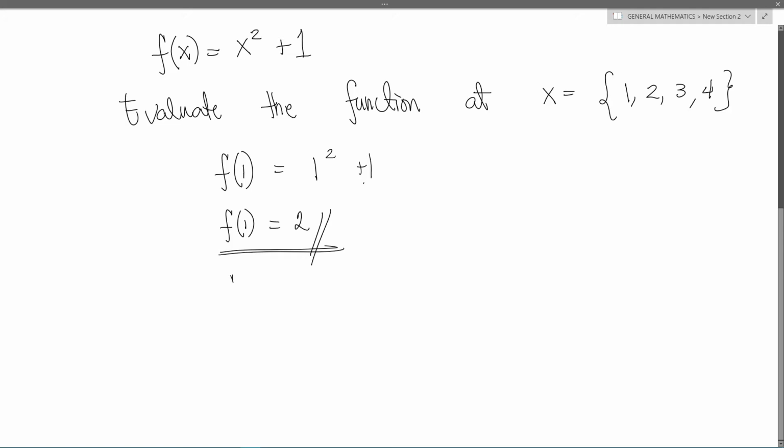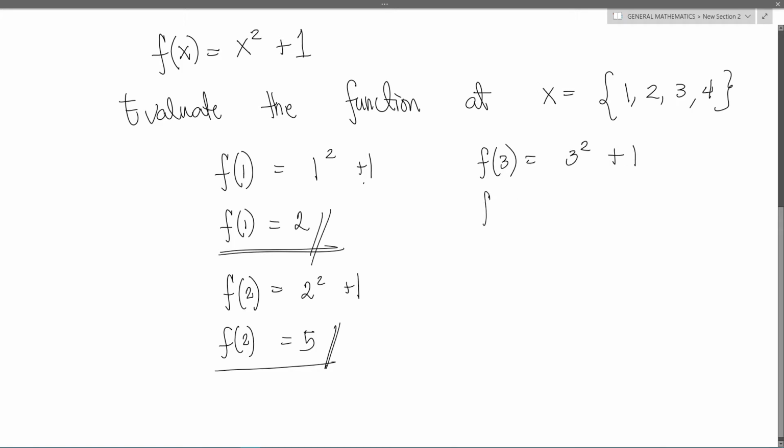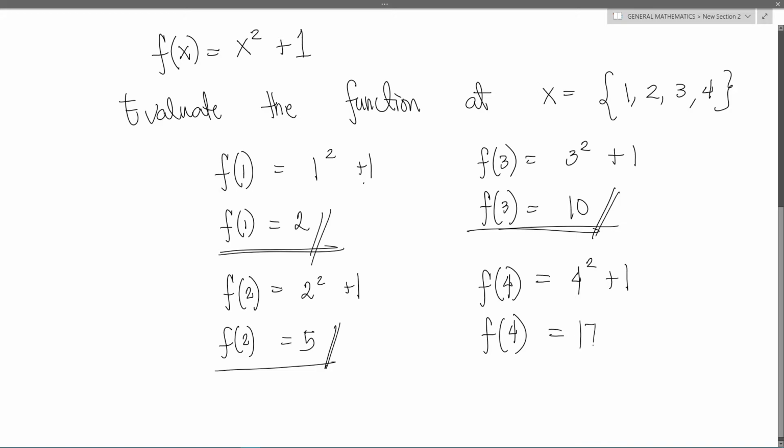So the function becomes f of 2 is equals to 2 squared plus 1. So this becomes equals to 5. This is the second value. And again, we will solve for 3. So f of 3 is equals to 3 squared plus 1. So this becomes 10. And for the last one, 4, just substitute these values into the function. This is equals to 17.